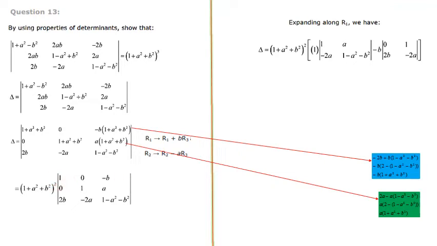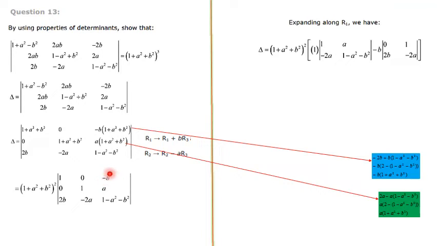If I take the row and column as gone, that is 1, a minus 2a, 1 minus a square minus b square balance. Next is 0, no need to take. Then the third element is minus b. So here the actual sign is plus, because this is the first row, third element. First row third element is 1 plus 3, and 1 plus 3 is 4.